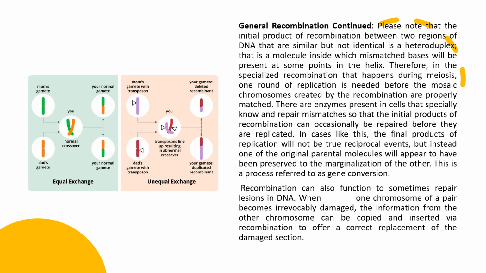Recombination can also function to sometimes repair lesions in DNA. When one chromosome of a pair becomes irrevocably damaged, the information from the other chromosome can be copied and inserted by way of recombination to offer a correct replacement of the damaged section.